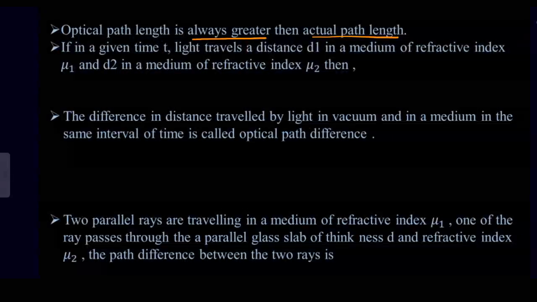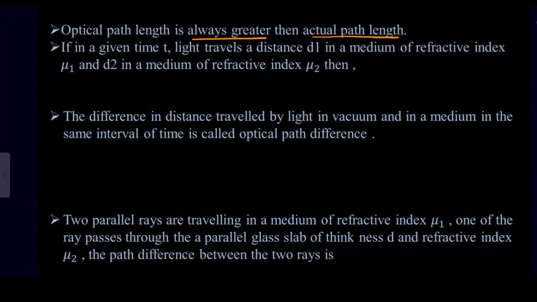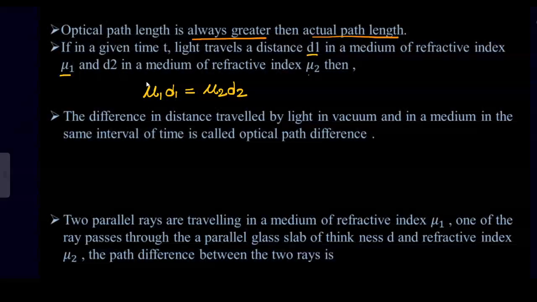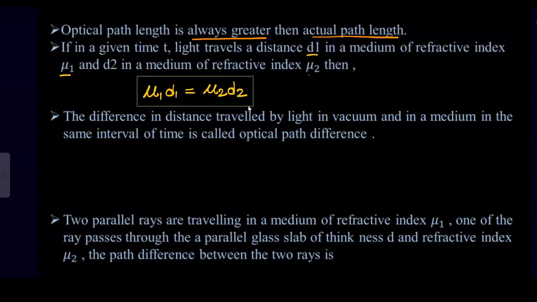Now, for example, one light ray travels in time t a distance d1 in a medium of refractive index mu1, and d2 in another medium having refractive index mu2. Then the relation between them is given as mu1 d1 equal to mu2 d2.